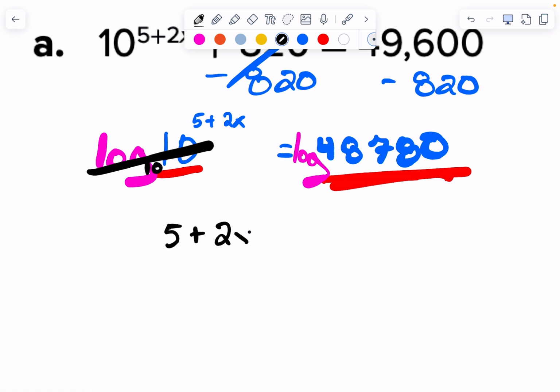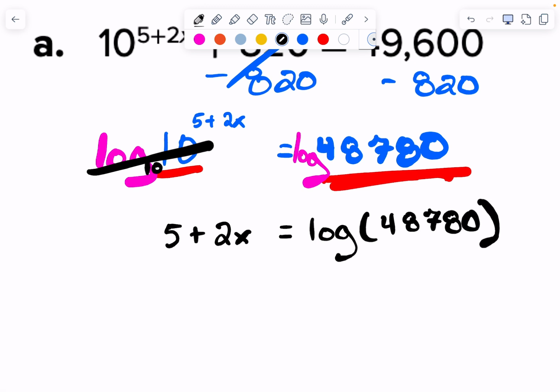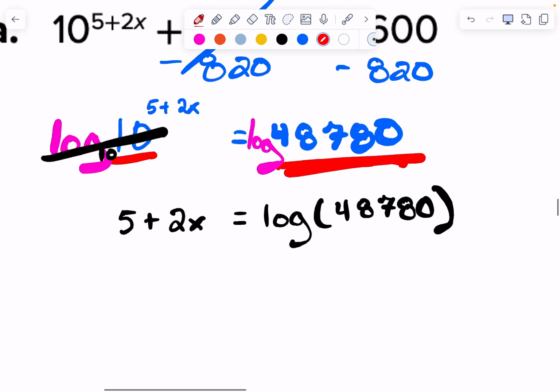5 plus 2x is the only thing I have over here, and this is log of, you don't need the parentheses, but I'm going to put them in there anyway. Log of that thing, right? Now what? I'm solving for x. What are you going to do first?